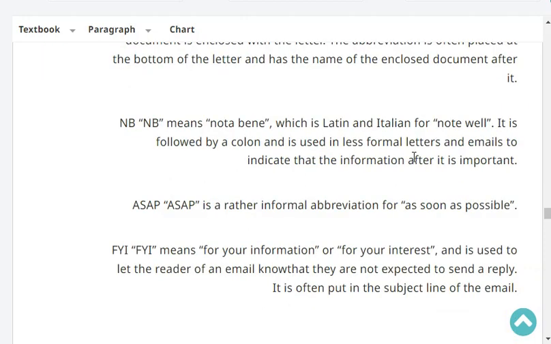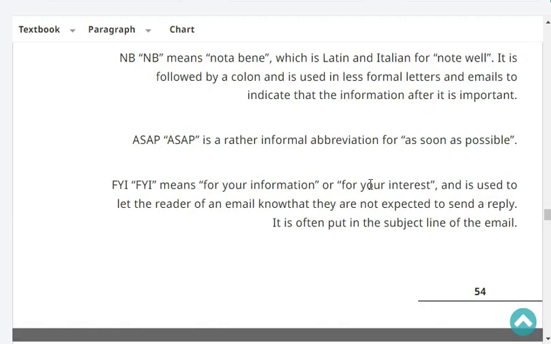Very good. NB means nota bene, which is Latin and Italian for note well. It is followed by a colon and it is used in less formal letters and emails to indicate that the information after it is important.